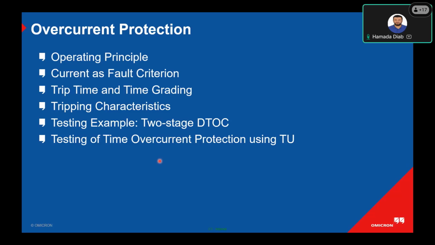Overcurrent based on what? Based on the protection needs and the protection function to be used, and based on the design itself. So we will explain the operating principle of the overcurrent, how to use the current as a fault criteria, and how to differentiate and distinguish between the trip time and the time grading for different steps or multiple steps, and the tripping characteristic, the most common tripping characteristic, for example, the DTOC or the IDMT. And then we will test the time overcurrent protection using the Test Universe software.